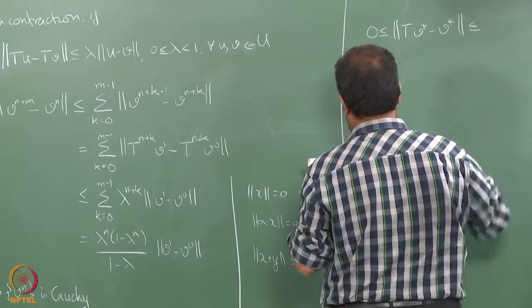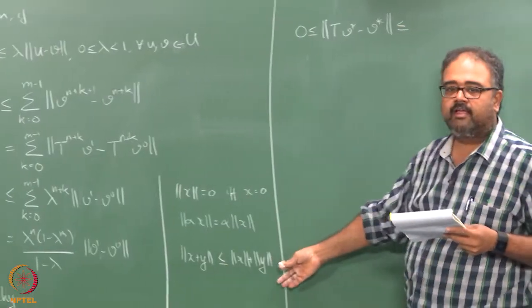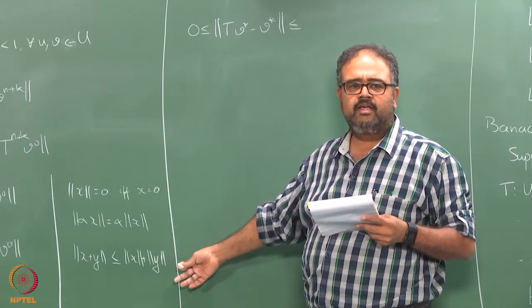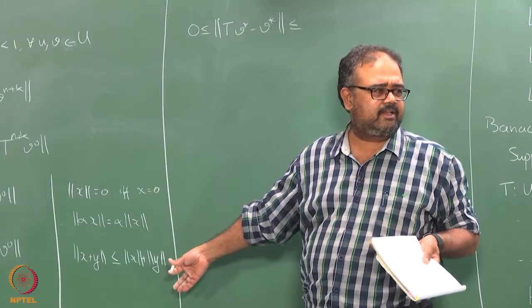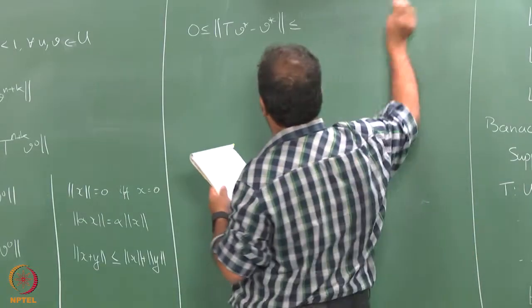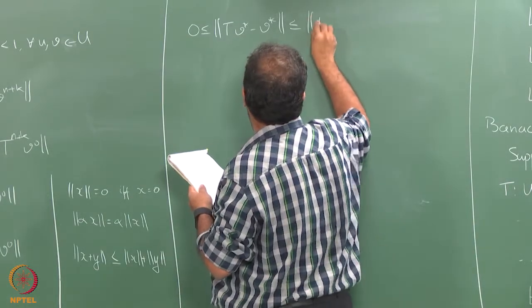So now what we will do is use our friend, the triangle inequality, again. Like I said, it's a very simple proof. All we are doing is using the triangle inequality again and again. So use the triangle inequality again. So what do we get?